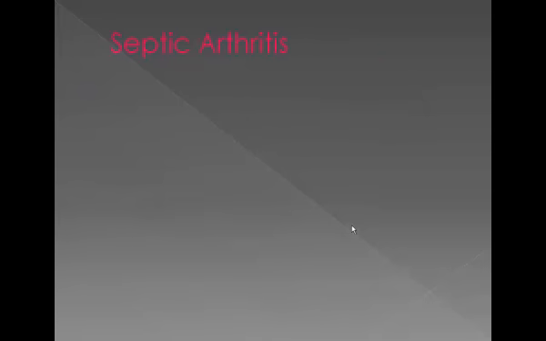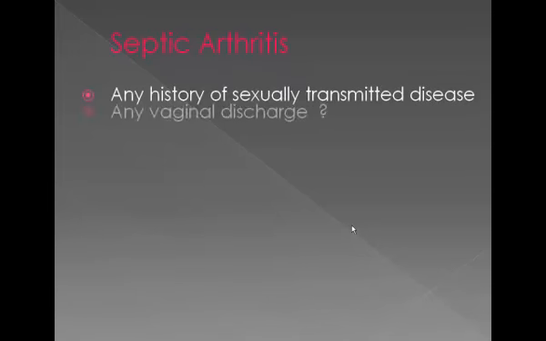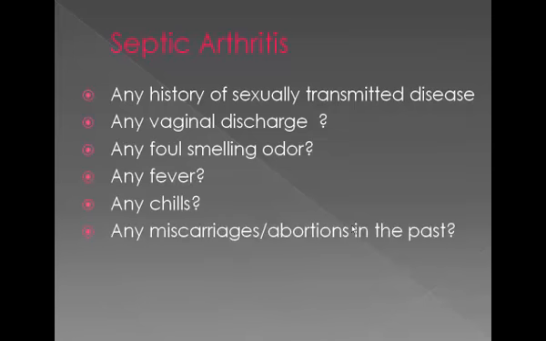Now, septic arthritis, you want to ask history of any sexually transmitted disease, any vaginal discharge, any foul-smelling odor, any fever, of course, with chills, and any history of miscarriages and abortions in the past. So those are questions if you're thinking about septic arthritis.